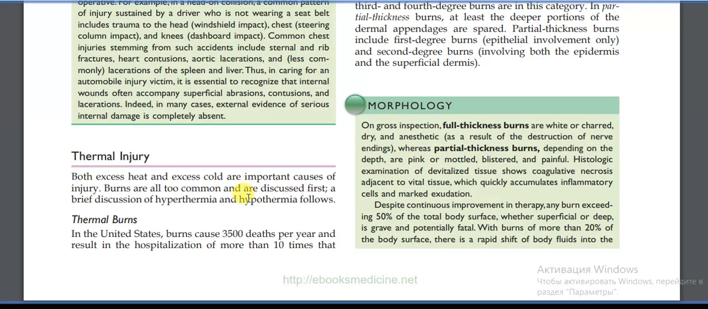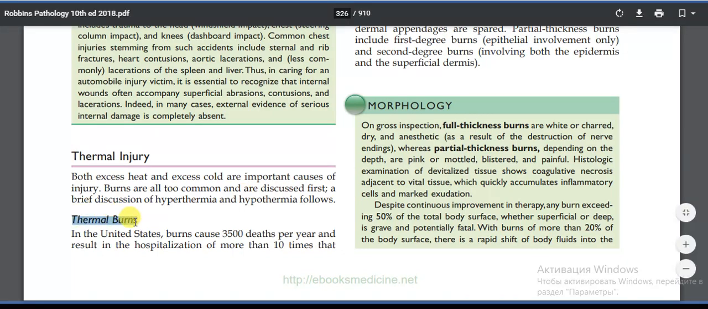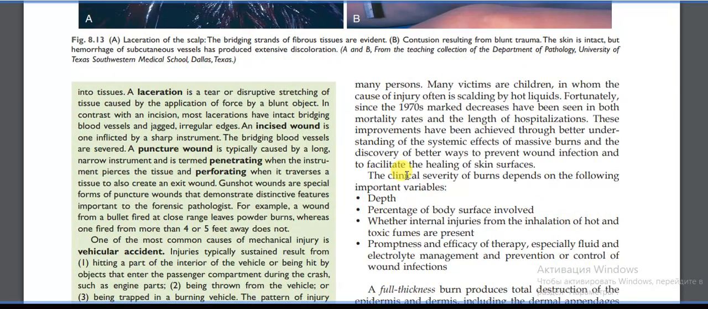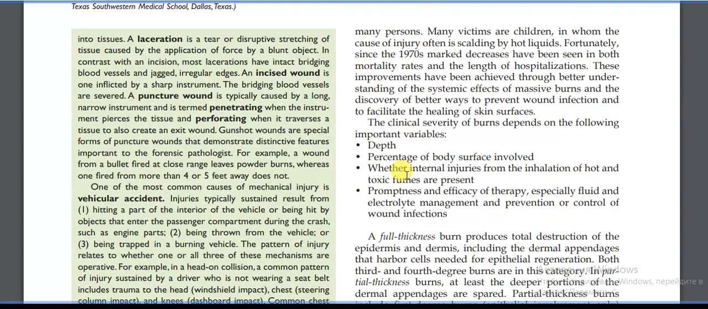So first of all, thermal burns. Here, on the example of the United States, burns cause 3,500 deaths per year, and result in hospitalization of more than 10 times as many persons. Okay, many victims are children. That's why they always say to restrict the approach of these children to burning devices, because they can't properly control their actions.